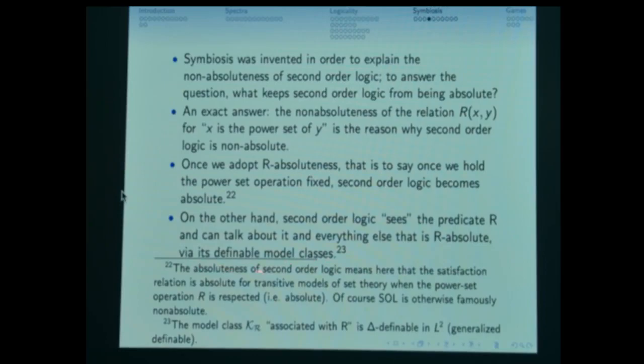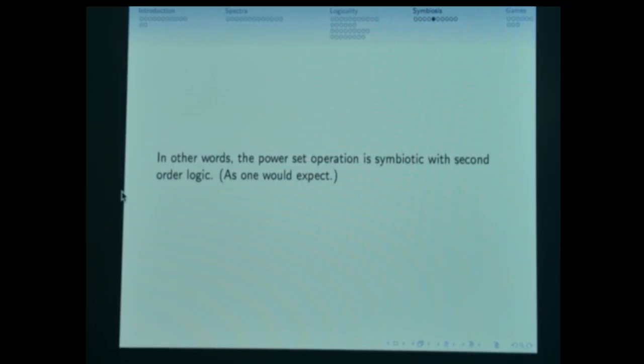The absoluteness of second order logic means that the satisfaction relation is absolute for transitive models of set theory when the power set operation is respected. Of course, second order logic is famous for its models. In other words, the power set operation is symbiotic with second order logic, and this is what you need.